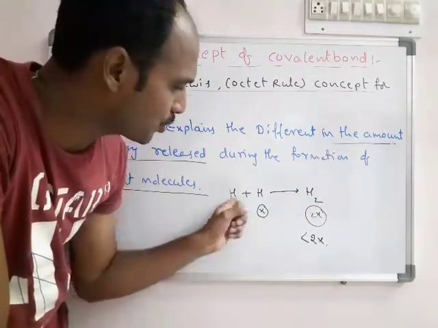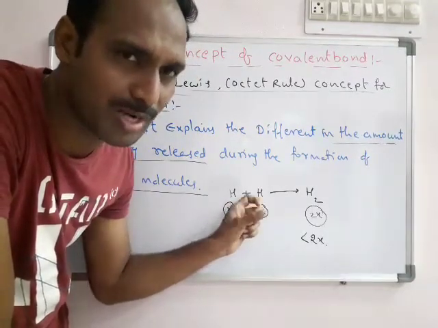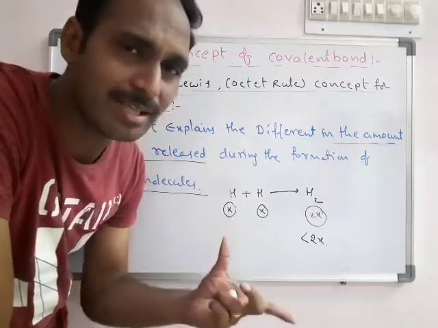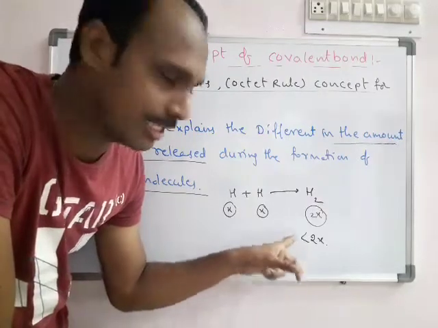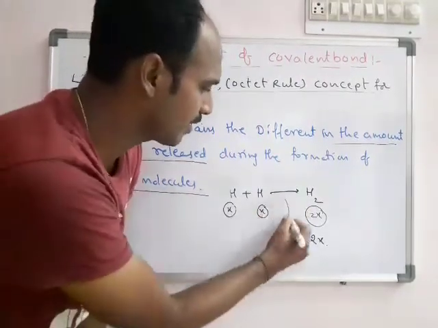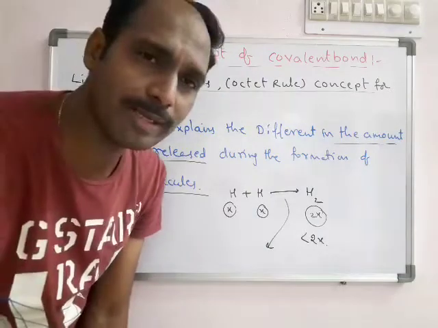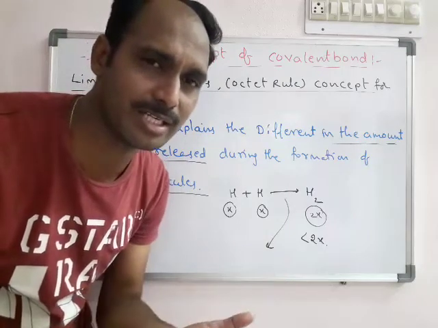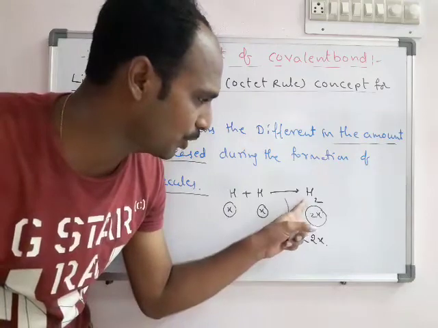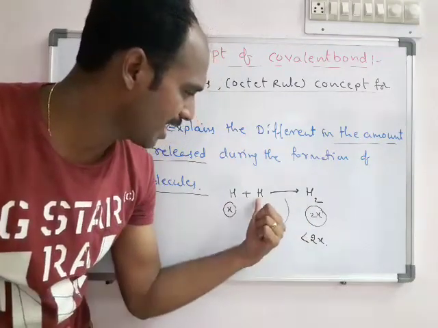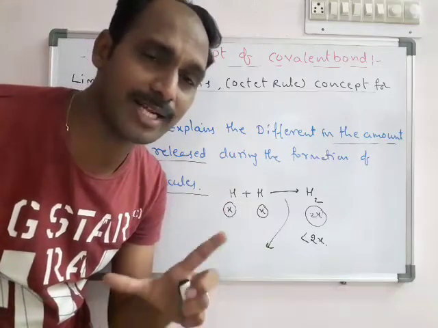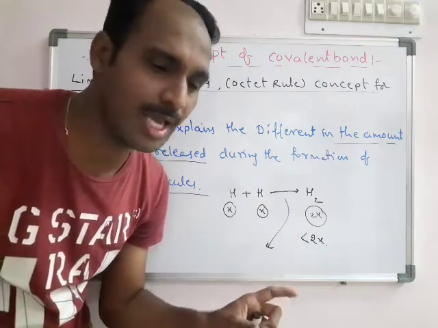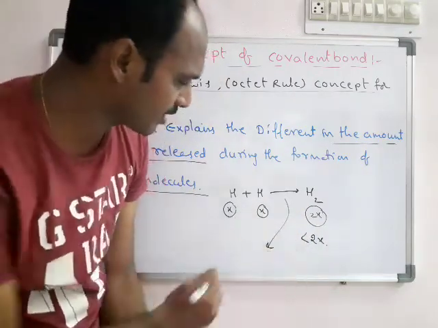Okay, what happened during the formation of a covalent bond? When atoms form a molecule through a covalent bond, it releases some energy. So energy is removed, which means its original energy becomes somewhat less. Original energy becomes less means stability increases. That's why we say the molecular form is more stable compared to the isolated, separated atoms. That's why atoms always want to be in molecular form.